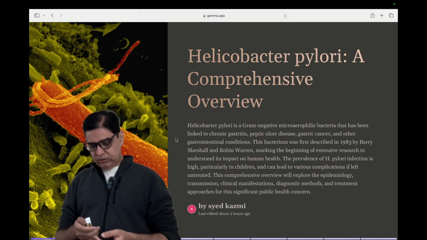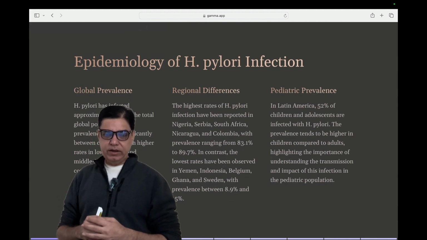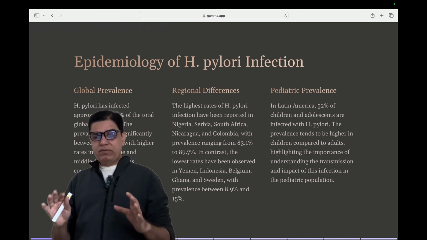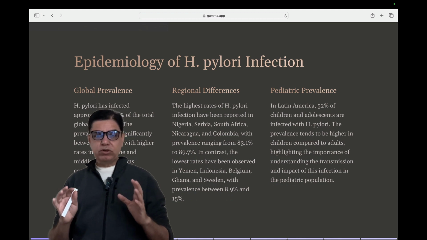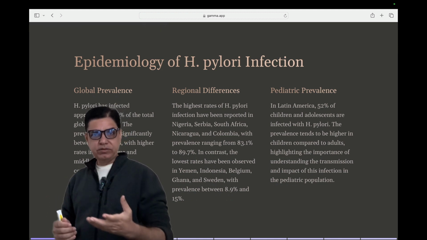So to begin with, the first thing is the epidemiology of Helicobacter pylori infection. Now, as far as global prevalence is concerned, they say that around 50% of the total global population is affected by that. That means every other person is affected.